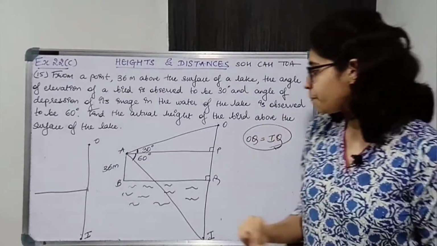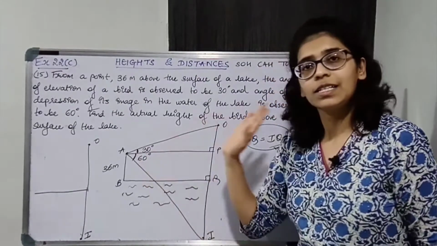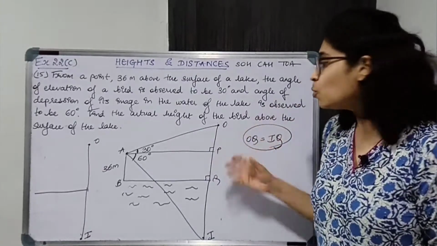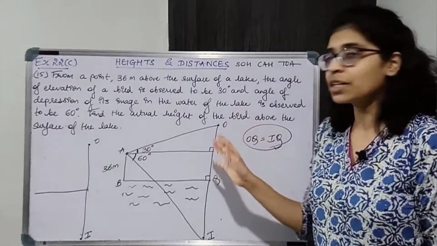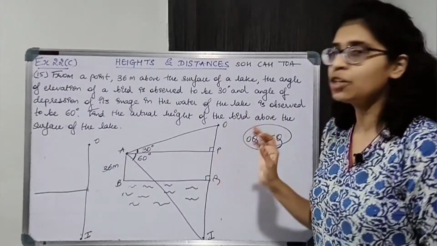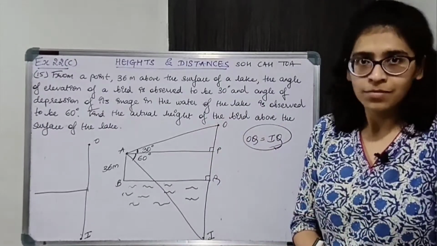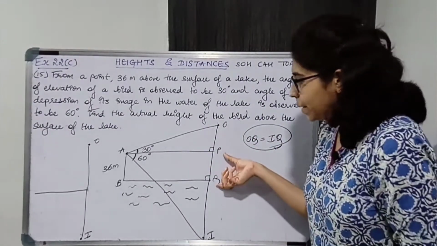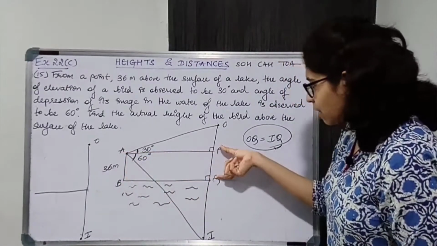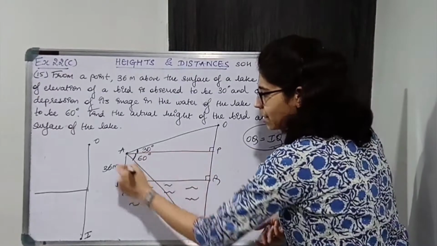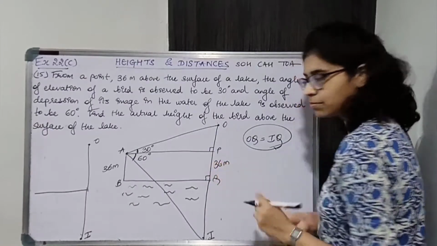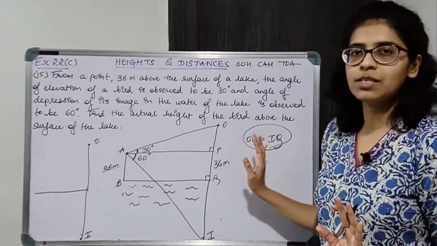Now the angle of depression of the image is given as 60 degrees. Now we have to find OQ. How will we get OQ? Is it a side of a triangle? No. What we need to do is split it into OP and PQ, find them and then we'll add. Now PQ is equal to AB. Correct. This distance will remain the same. This is like a rectangle, so opposite sides are equal, so AB is equal to PQ. So this will be 36 meters. Correct. This distance is 36 meters.